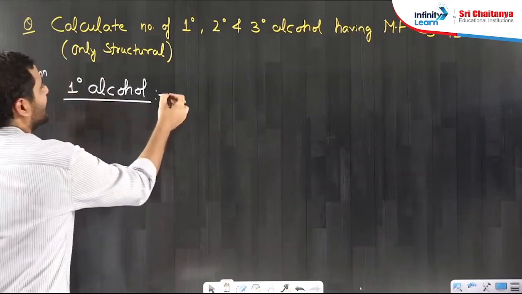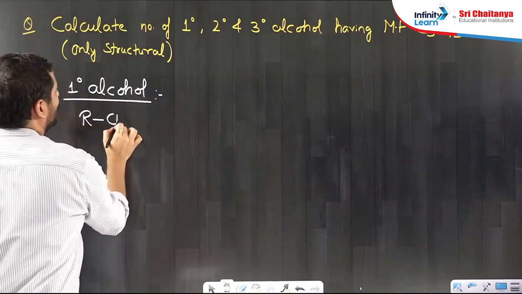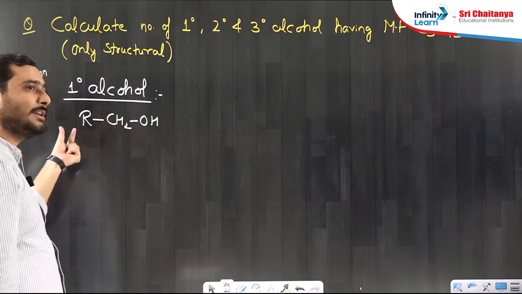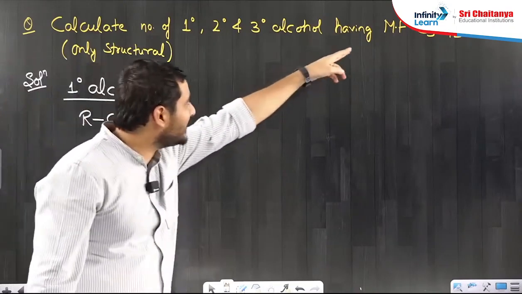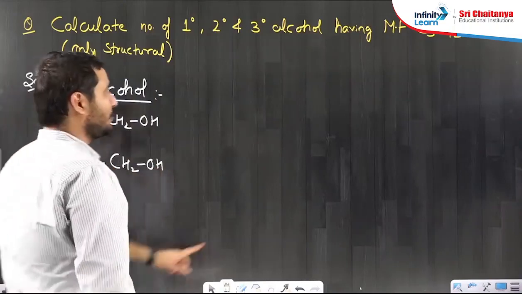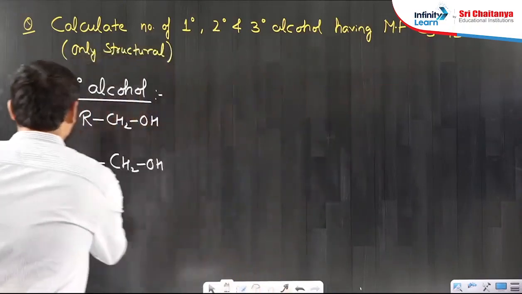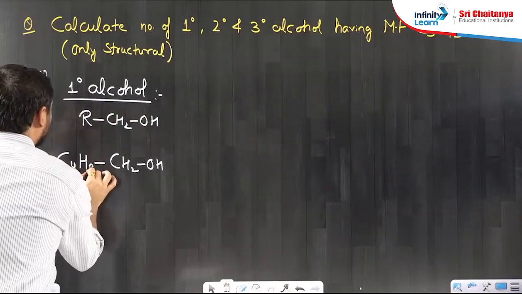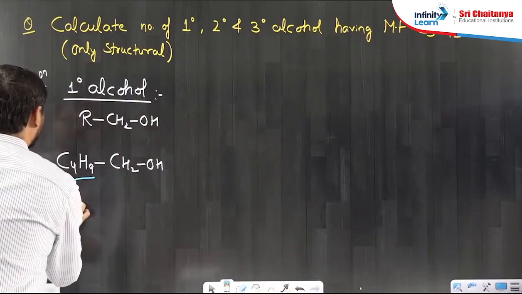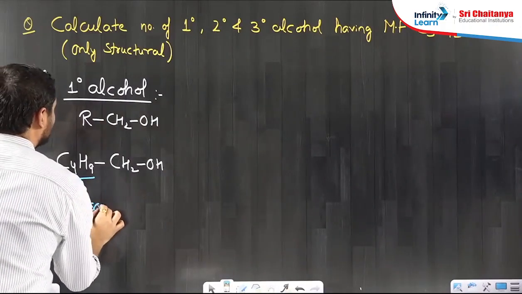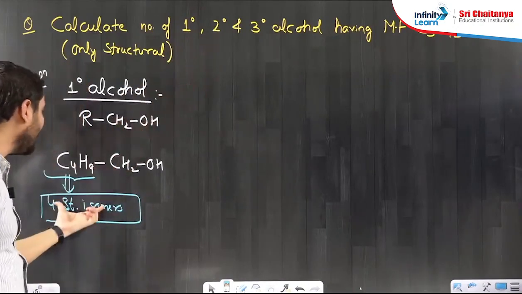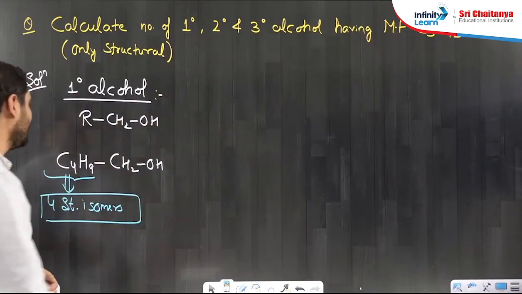Now primary alcohol, what is representation? R CH2OH. It means CH2OH is a fixed group. After that alkyl group is present. So if we add here CH2OH, one carbon atom is removed from the 5 total. So how many carbon atoms are left? 4. So what is here? C4H9. And for C4H9, how many isomers are possible? 4 structural isomers are possible. So in question, if they ask how many primary alcohol are present, 4 primary alcohols are present.